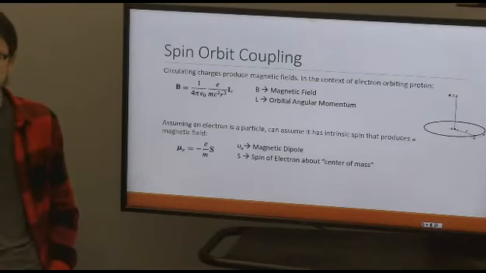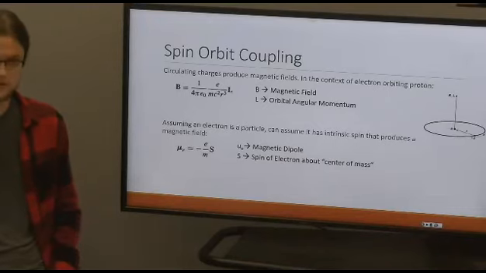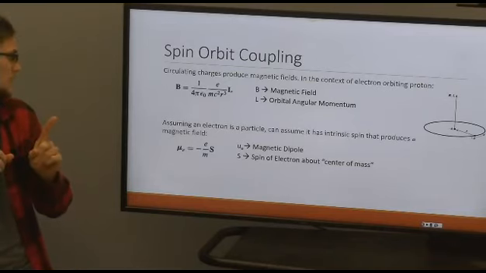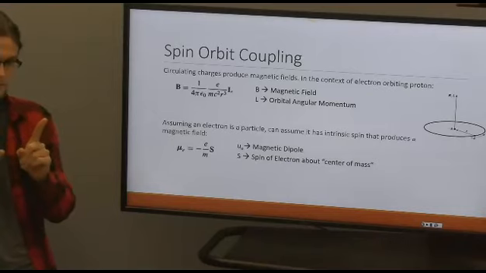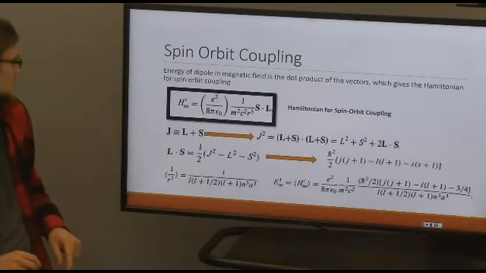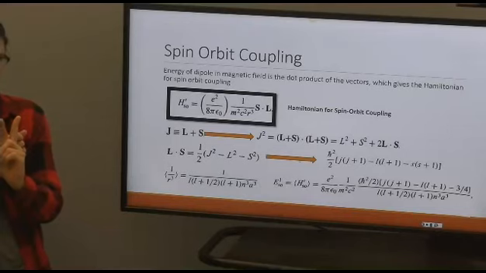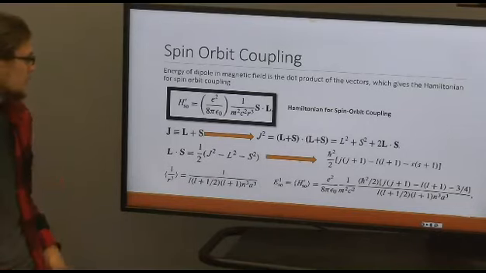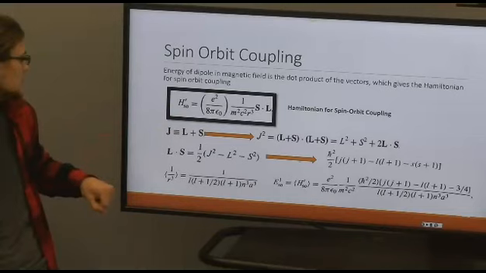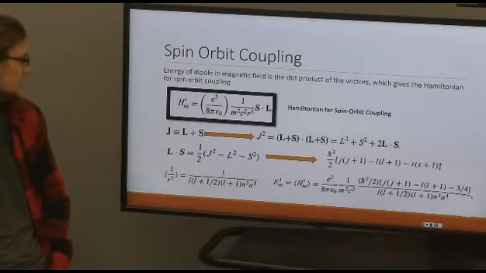Then if you assume that the electron is like a ball of charge and it's spinning, we can assume that the electron produces a magnetic field by itself, which gives it a magnetic dipole, which is this mu_e term here. And then the S is the spin of the electron. So we assume that the dipole of the electron interacts with the magnetic field of its circulating, so its orbit and its intrinsic spin. We consider those interacting. If we take the dot product of those, it will give us the energy of the dipole in the magnetic field. So we can consider a Hamiltonian if we multiply these together. This would be our Hamiltonian, the dot product of the spin and the angular momentum.